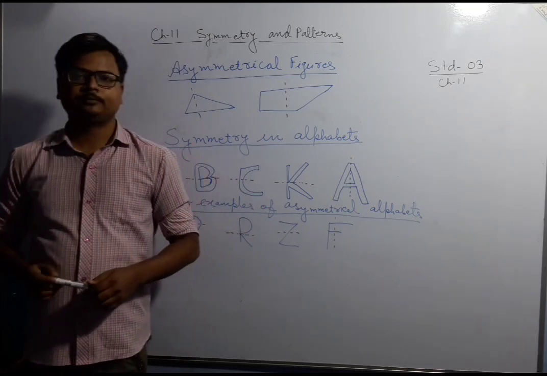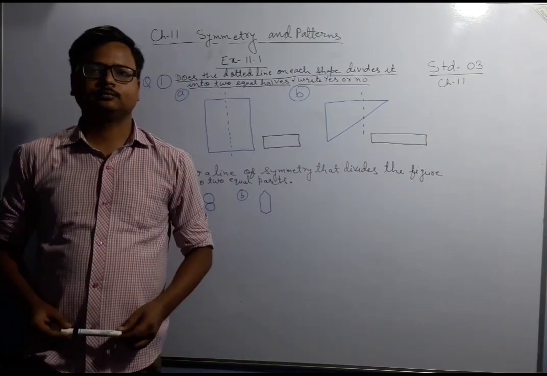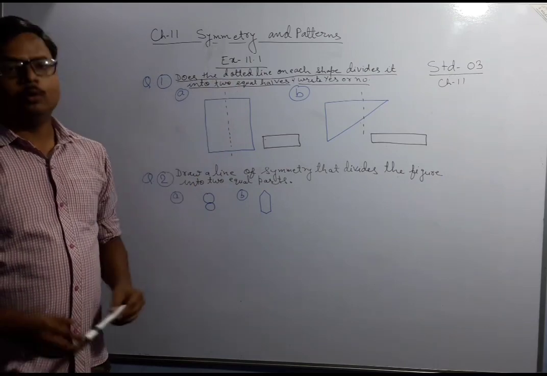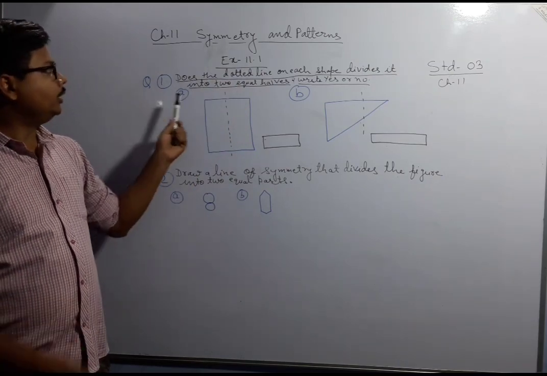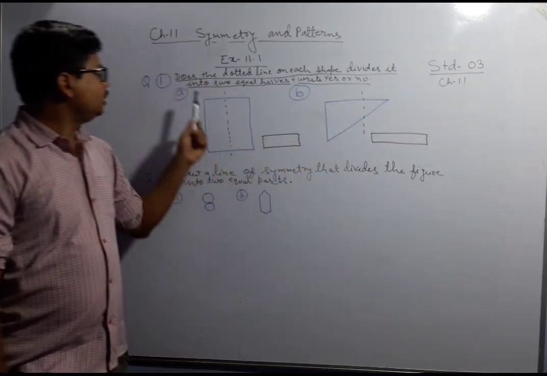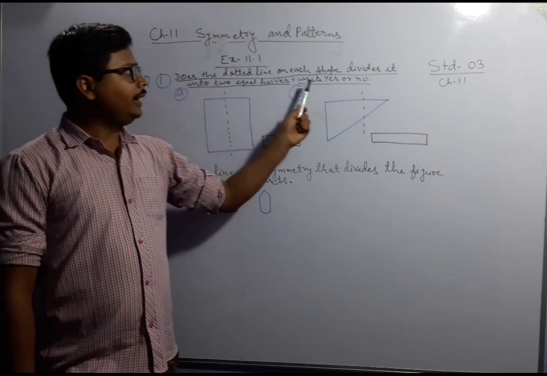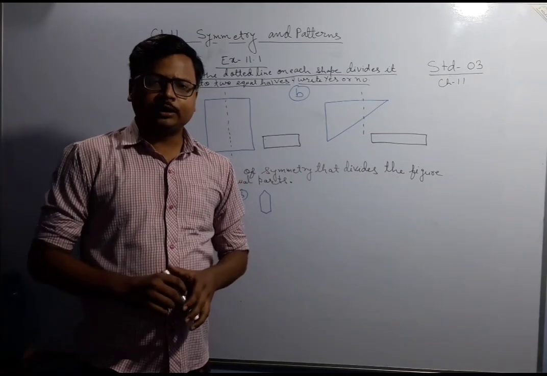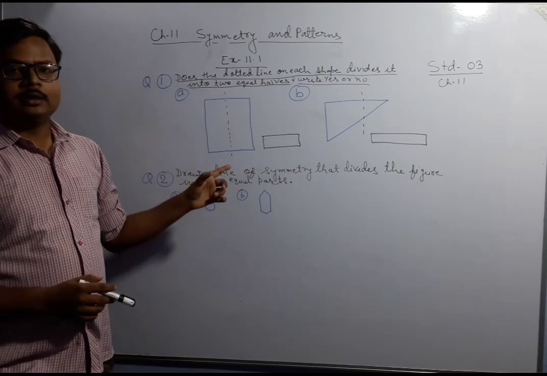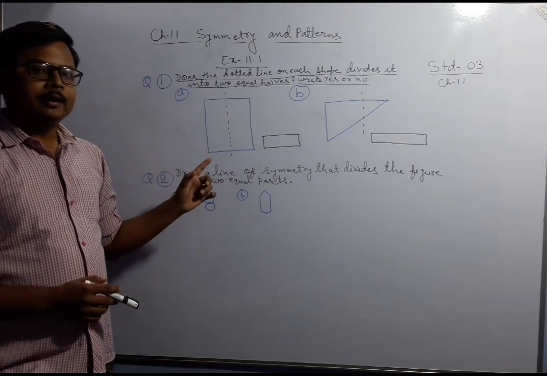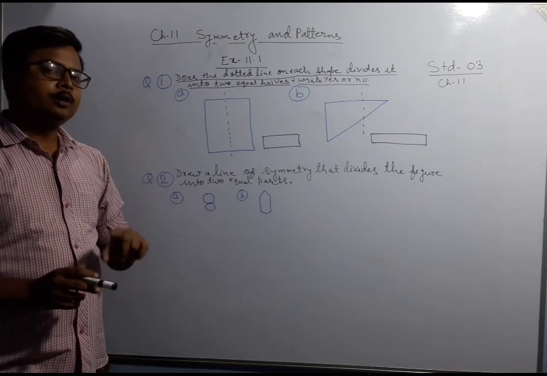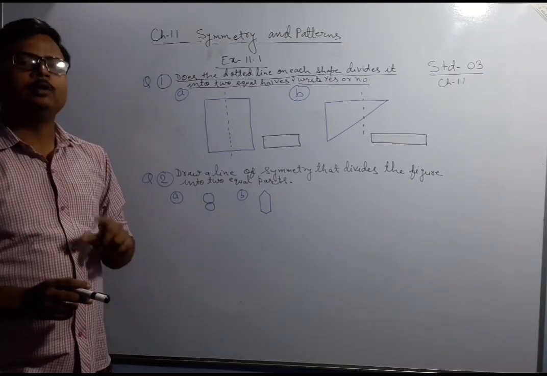Now come to the next topic. Okay, now let us see exercise 11.1. Question number 1. The question is, does the dotted line on each shape divide it into two equal halves? Write yes or no. According to the question, figures are given with dotted lines, and does this dotted line divide each figure into two equal halves or not? If it divides, then you have to write yes. If it doesn't divide, you have to write no.